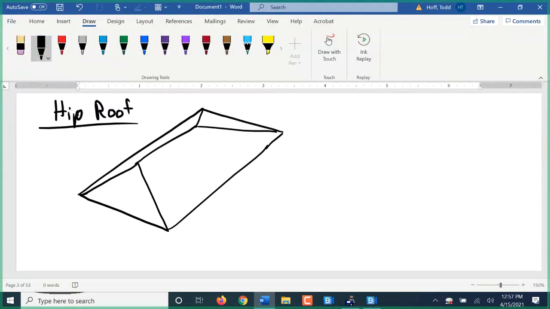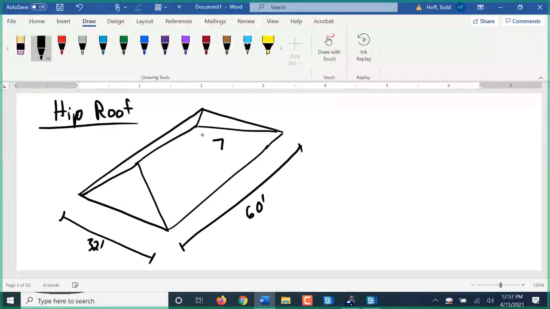And what we're going to do with this hip roof, we're going to start off with a 32-foot span here. A run of, let's just make it 60 feet. Keep it nice and even. We are going to have a 6/12 slope on this side and an 8/12 slope on the hip end. So main roof is 6/12, hip ends are 8/12 slopes.